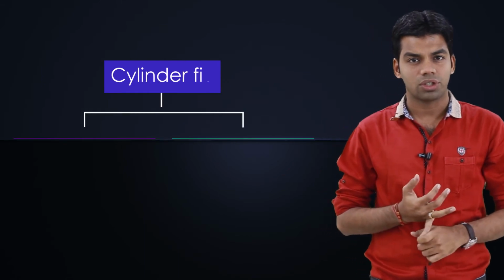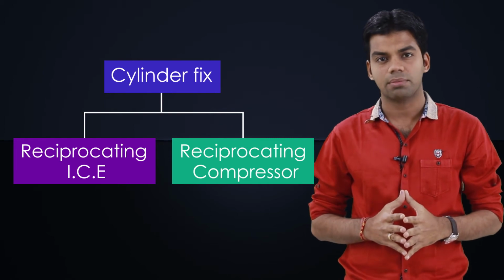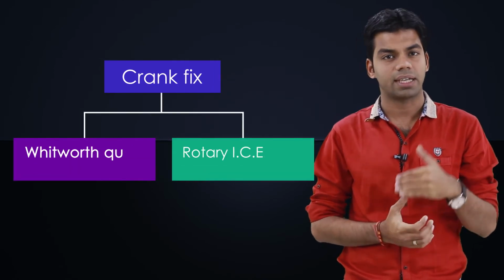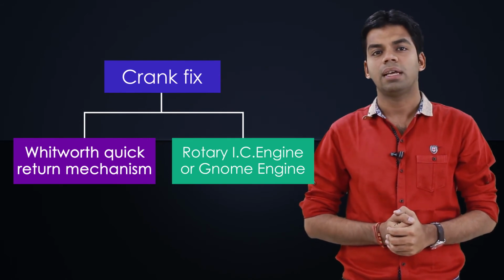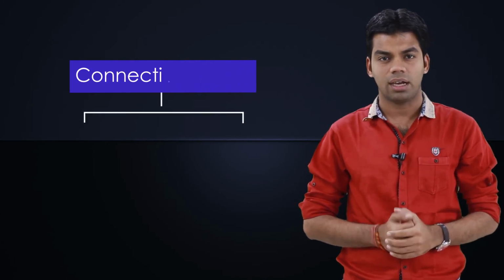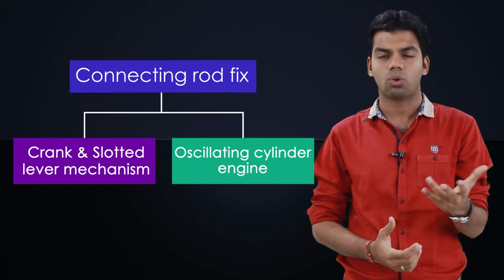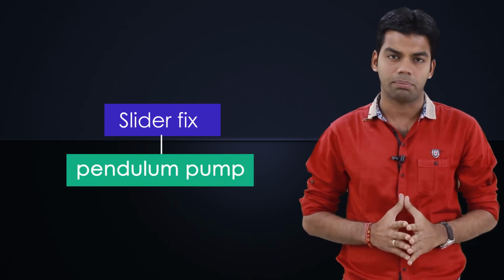In the very first inversion, when the cylinder is fixed, we will get 2 different mechanisms: first is the reciprocating IC engine, second is the reciprocating compressor. Second is the case when the crank is fixed, and we will get 2 different mechanisms: first is the Whitworth quick return motion mechanism and second is the rotary IC engine. When the connecting rod is fixed, again we will get 2 different mechanisms: first is the crank and slotted lever mechanism and second is the oscillating cylinder engine. And last is the case when the slider is fixed, I will get 1 mechanism, and that is the pendulum pump.